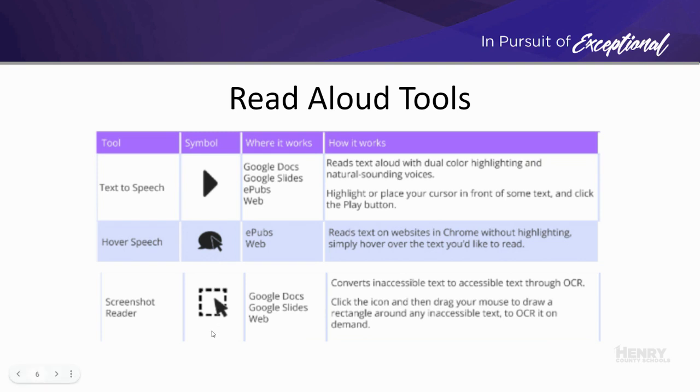If it's a document that you're not able to highlight in and hover speech won't work, there's a third reader called Screenshot Reader. If you click on this icon, you're going to get crosshairs, which means it just looks like a little cross, and you click on that to drag a viewing window over the text you want read. And then it's going to convert that text that is inaccessible because we couldn't highlight on it. It's going to convert that text into something that can be read aloud. This feature is used very seldom now because most text on the computer, unless it's a PDF, is accessible.